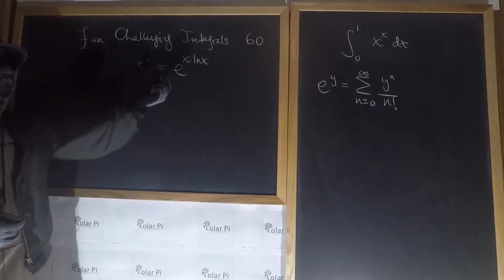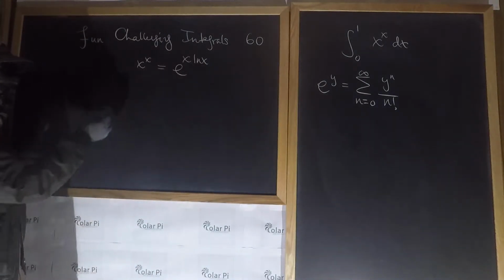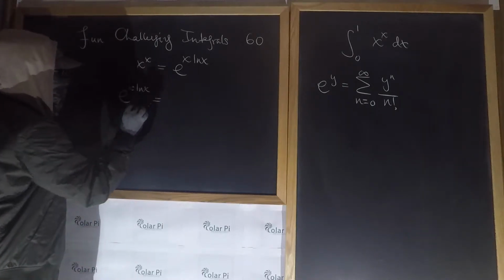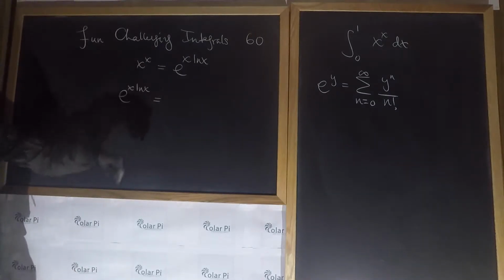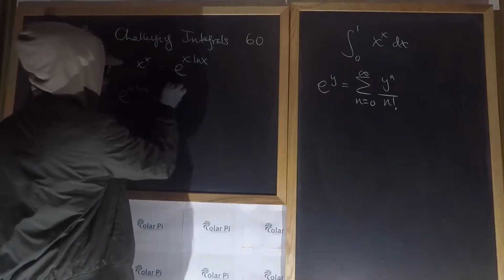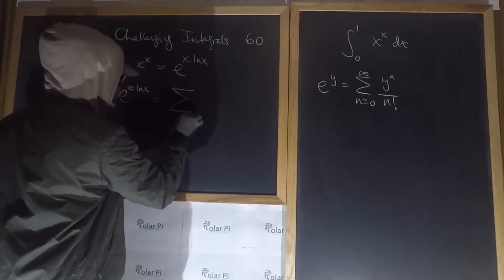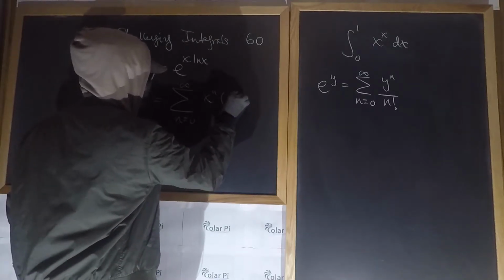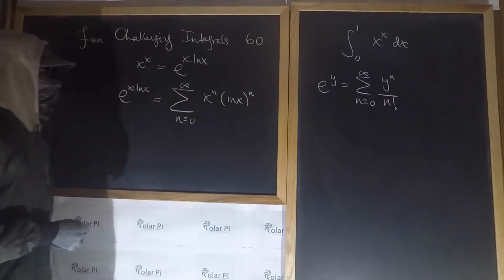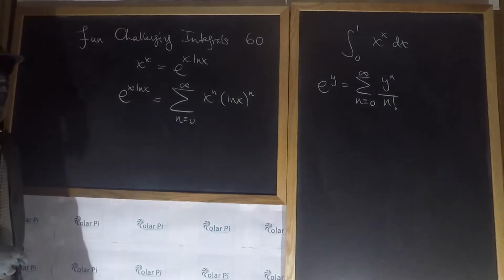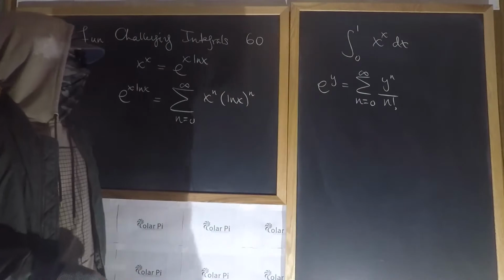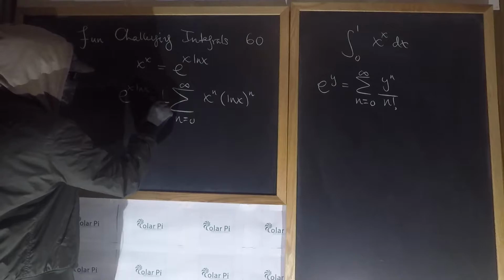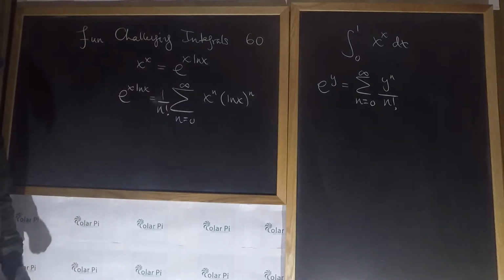So then, letting y equal x times ln of x, we see that as a series, e to the x ln of x is equal to the sum from n equals 0 to infinity of x to the n times ln of x to the n. And the only thing missing is dividing by n factorial, which I can write as 1 over n factorial right there.